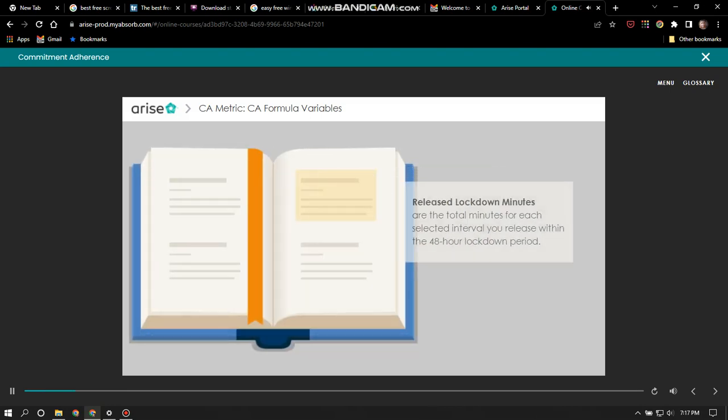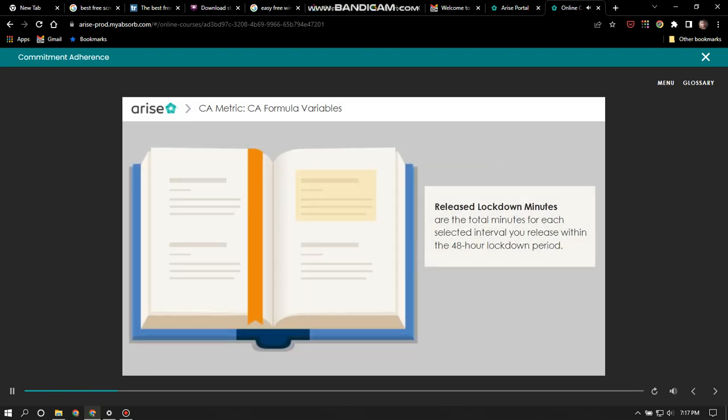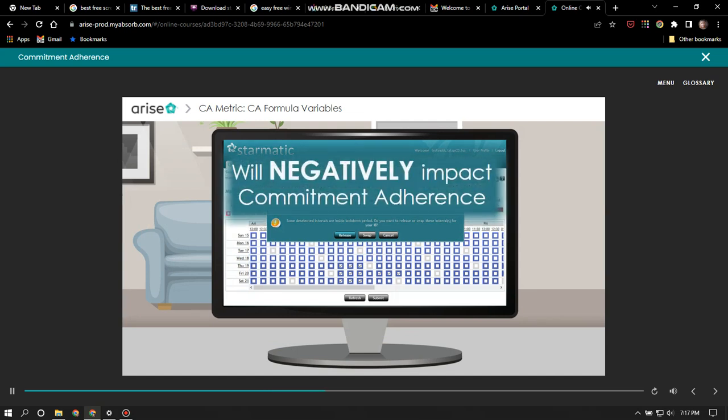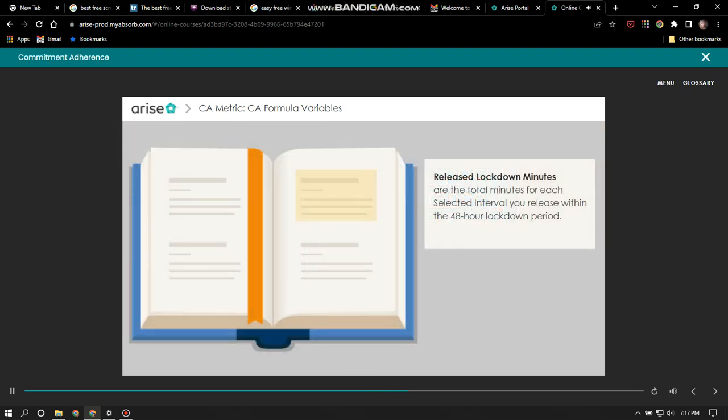Release lockdown minutes are the total minutes for each selected interval you release within the 48-hour lockdown period before those intervals are scheduled to begin. These released or unselected intervals during the lockdown will negatively impact commitment adherence. Keep in mind that these do not include minutes of a selected interval that have been swapped in Starmatic and serviced by another agent. Successfully swapped minutes are not considered release lockdown minutes and will not negatively impact you.